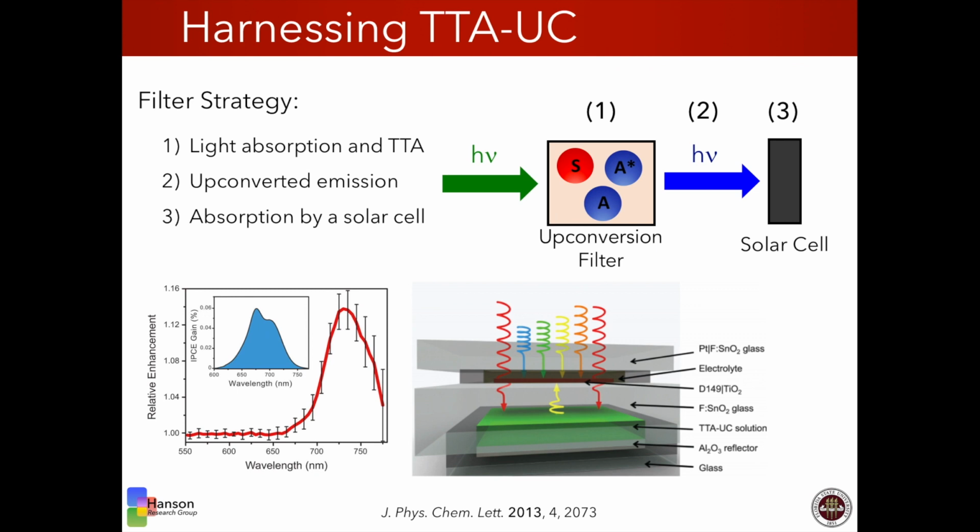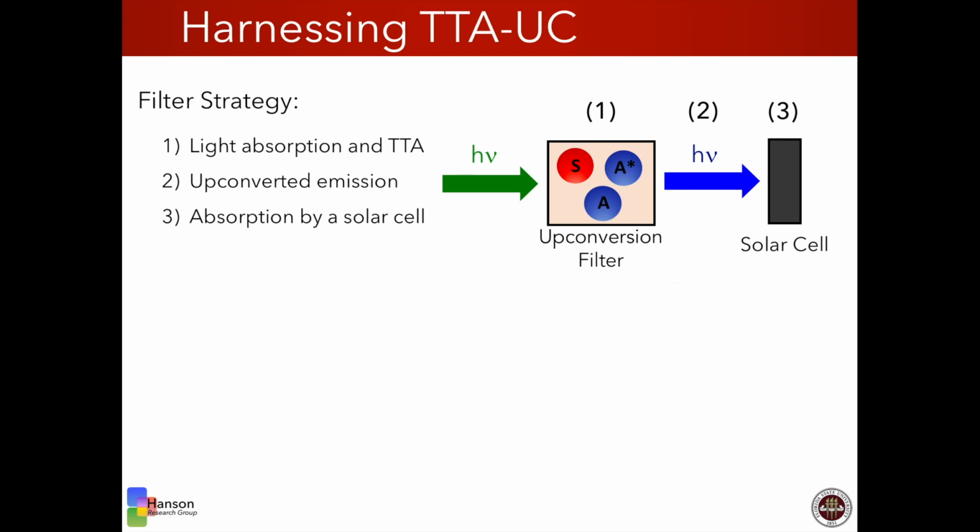Previously, attempts at harnessing photon upconversion inside of a solar cell device were done via an upconversion filter behind the solar cell that would upconvert the lower energy photons that the solar cell could not absorb and then re-emit those into the solar cell architecture.